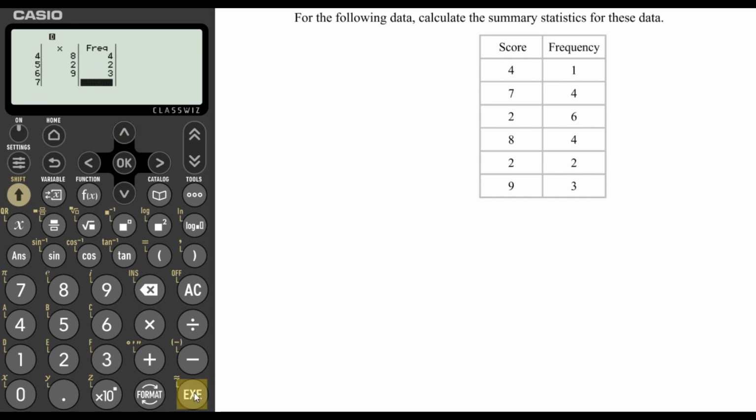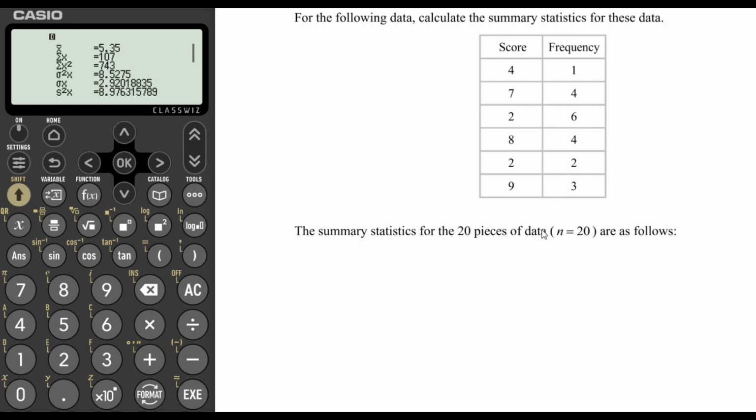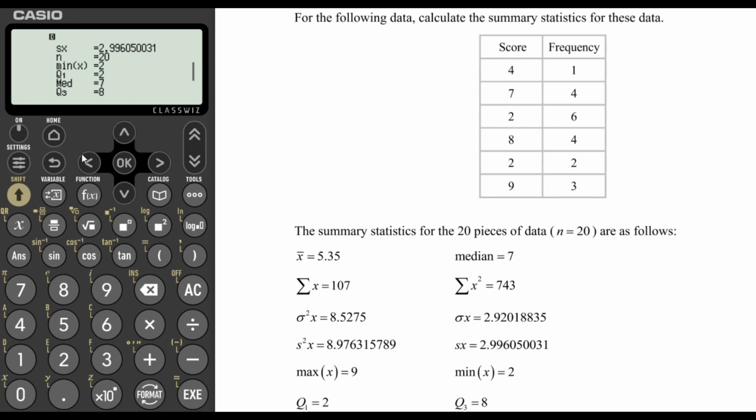If I press Execute once again, the calculator gives us two options. We can return to a calculation screen, or we can calculate the one variable results. Calculating the one variable results, press Execute. You will see that the statistics summary are displayed on your calculator screen. So, for the 20 pieces of data, and the reason I know I have 20 pieces of data, n is 20, we see the following statistics summary.